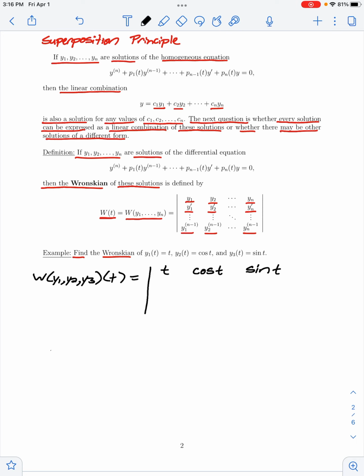Then my second row would be the derivatives of these functions. So my derivatives would be 1, negative sine t, and cosine t. And then my third row would be the second derivatives, or the derivative of what I had in my second row, which would give me 0, negative cosine t, negative sine t.